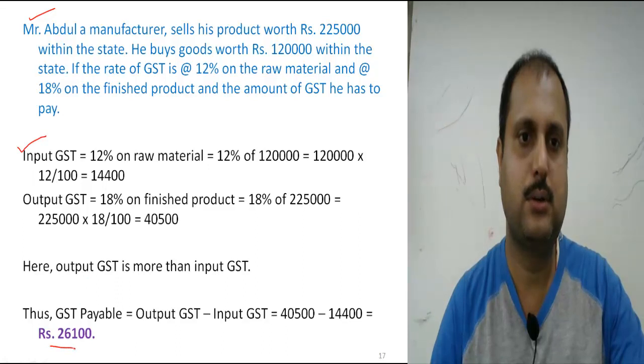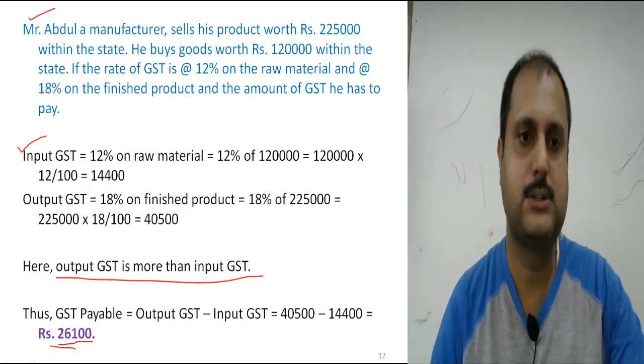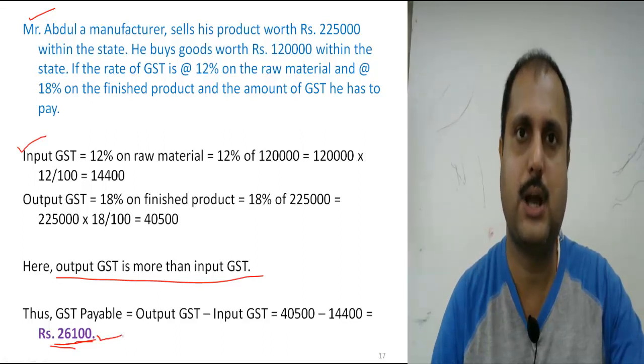So 26,100 would be the answer here. The output GST is more than the input GST. It means it will be the GST payable. That means this is the remaining GST amount of 26,100, which Mr. Abdul has to pay to the government in the GST return. It is called the GSTR, the GST return. I hope it is clear.